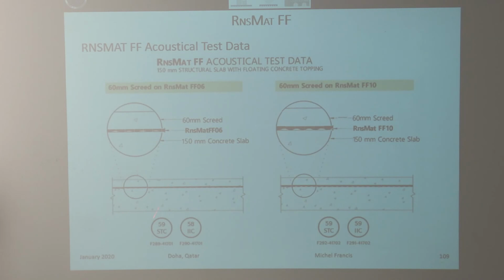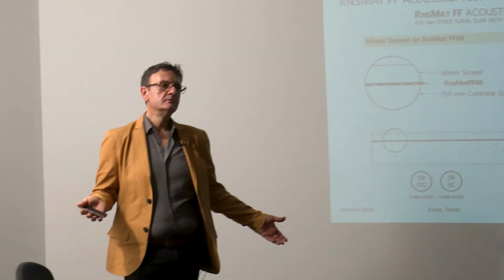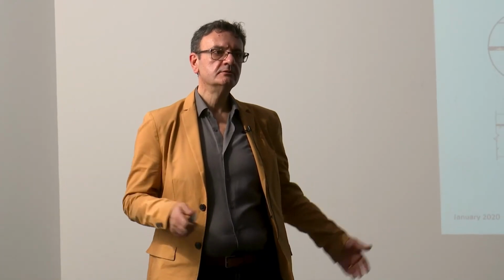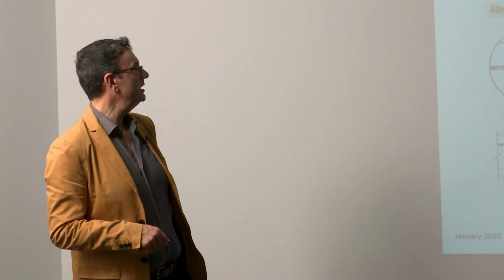Okay? So 6 mm, floating floor 6 mm we have to provide. So this is RNS mat FF06. You have 6 mm, 60 mm of screed on top and 150 mm concrete. If they tell you my concrete is 240 mm, tell them it's fine. You're better. That's going to give you a minimum of 59, and you can do better with your thick slab. But we need to know the slab.